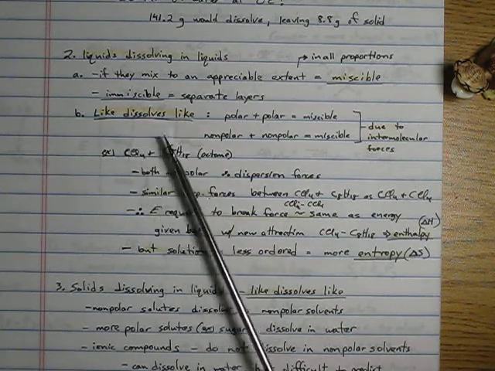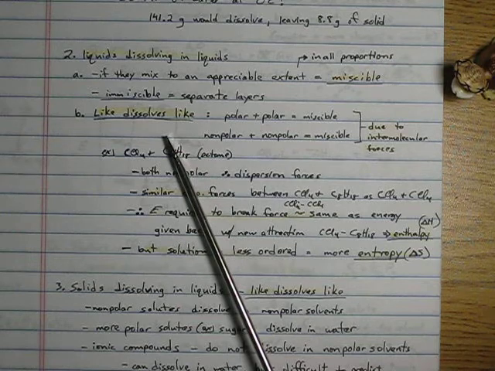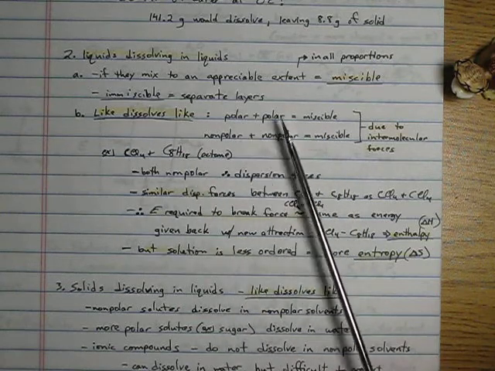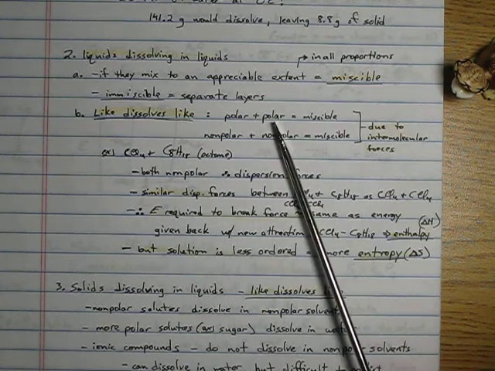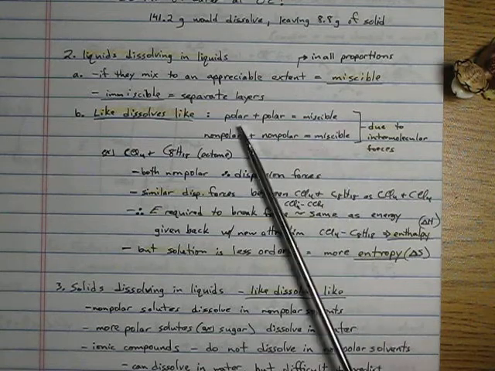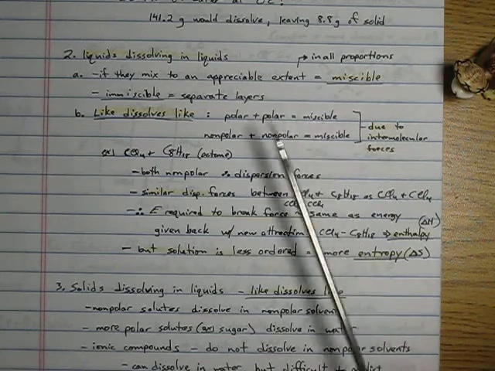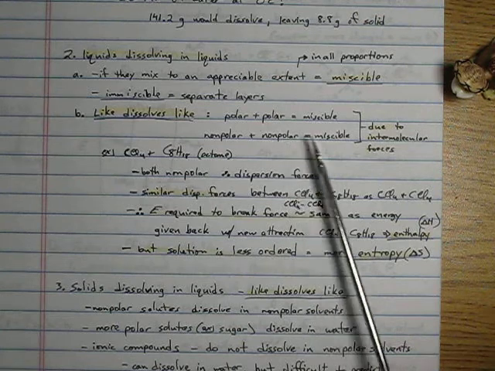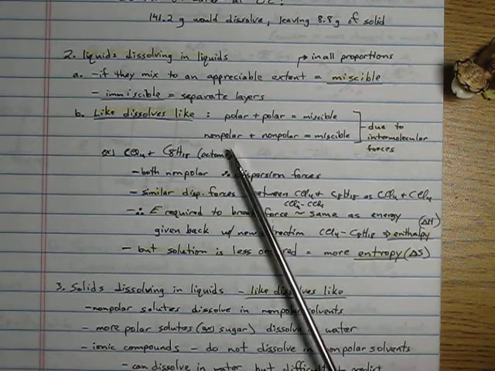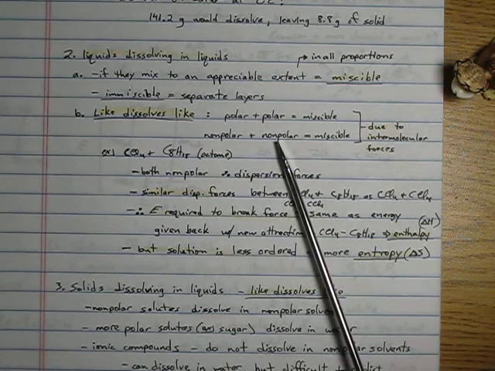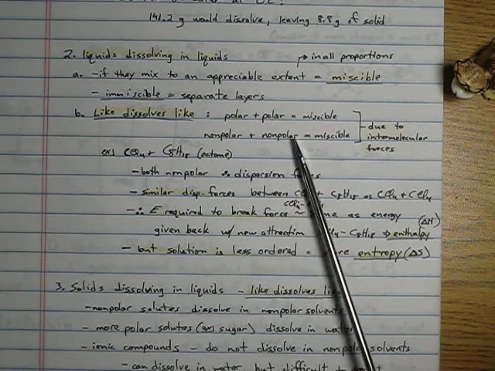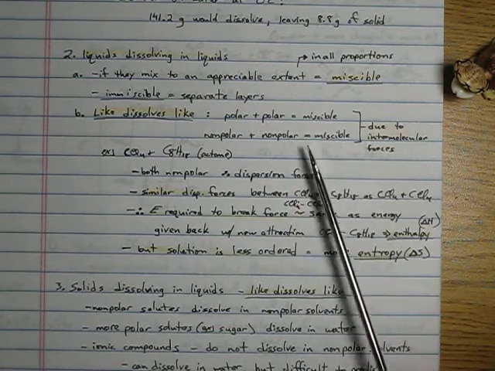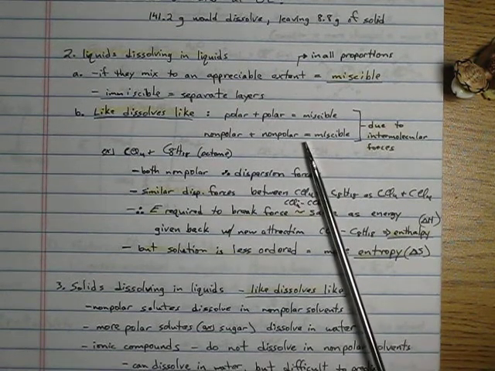And recall, like dissolves like is all about polarity. If you have two polar liquids, they are miscible in each other. Two things that are both polar are miscible. Two things that are nonpolar are miscible. A nonpolar solute and a nonpolar solvent, if they're both liquids, will be miscible due to their intermolecular forces, which we're about to discuss.